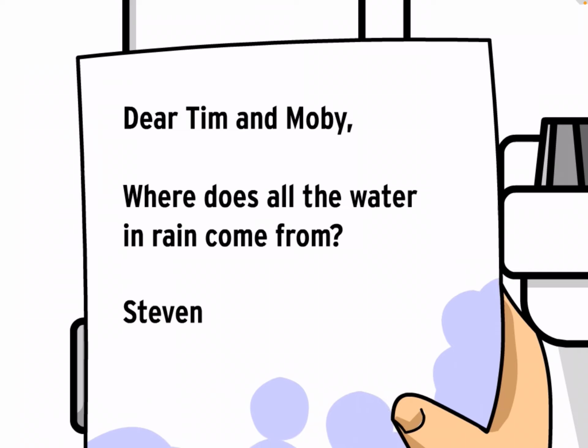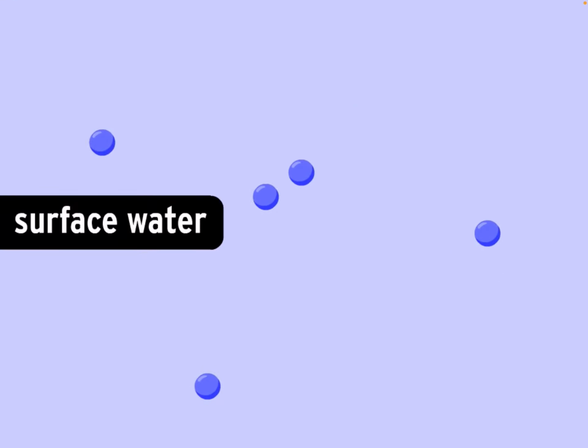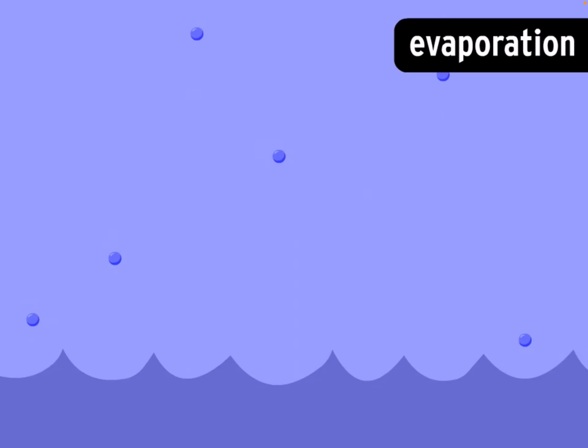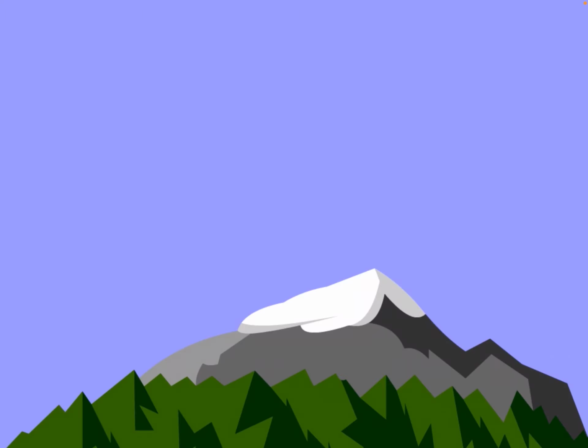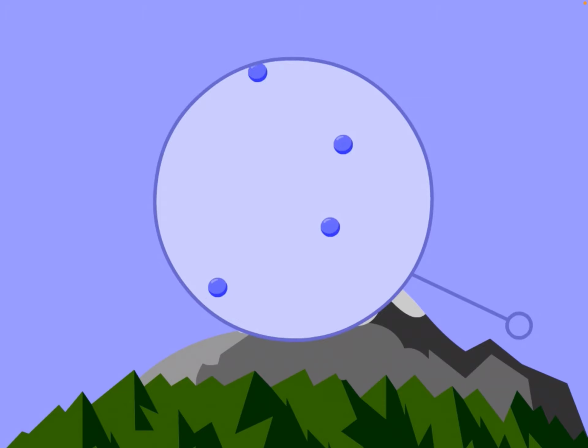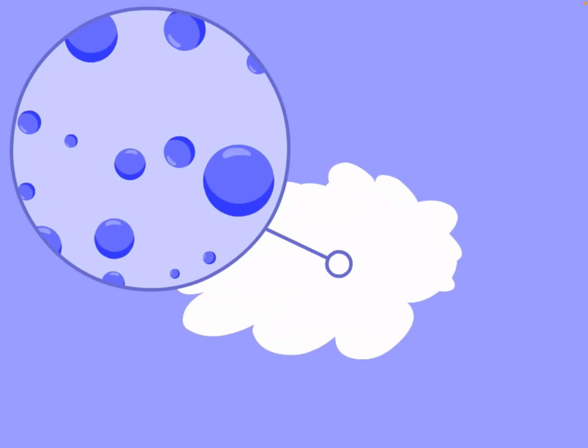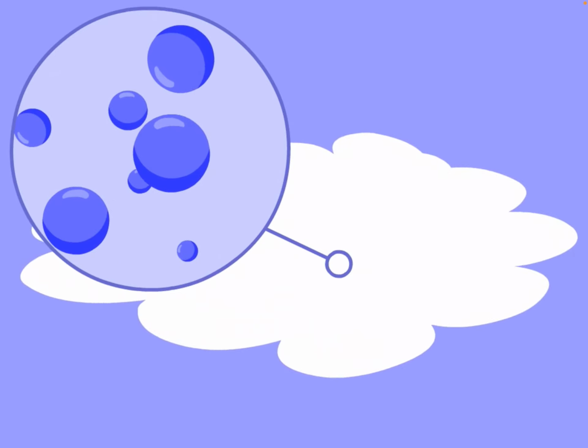Dear Tim and Moby, where does all the water in rain come from? Signed, Steven. Well, there's always a certain amount of water vapor in the atmosphere. It comes from the Earth's surface water, like oceans, rivers, and lakes. Water from these sources evaporates, changing from a liquid to a gas. Down here on the ground, you usually can't see the water vapor that's all around us. But higher up in the atmosphere, gaseous water cools down and condenses into clouds.